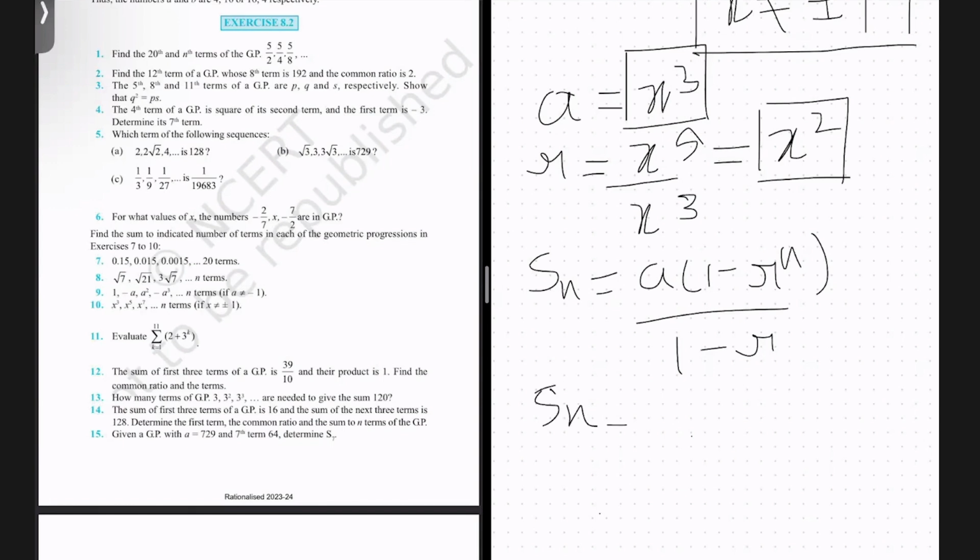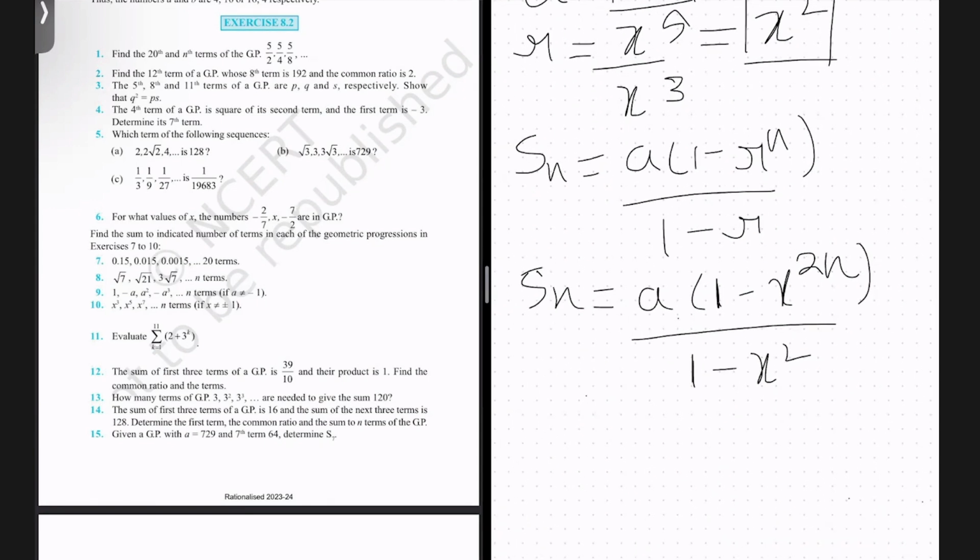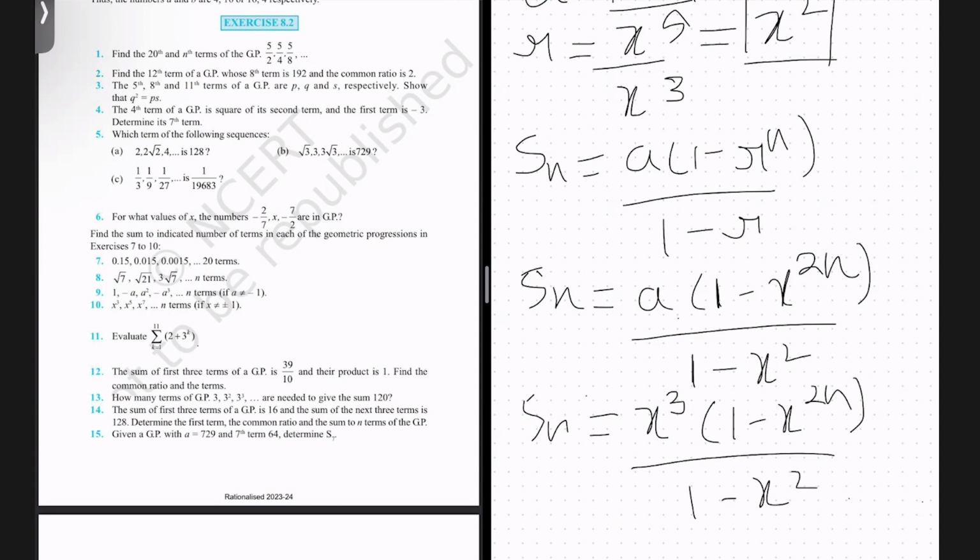Sn equals a times 1 minus r raised to the power n, where r is x square, so I have x raised to the power 2n, upon 1 minus r, which is x square again. We forgot to substitute a as x cube, so let us do that in the next step. The final answer for Sn is going to be x cube, substituting a by x cube, times 1 minus x raised to the power 2n, and in the denominator we have 1 minus x square. So that was our answer. Makes sense. So this was the 10th question.